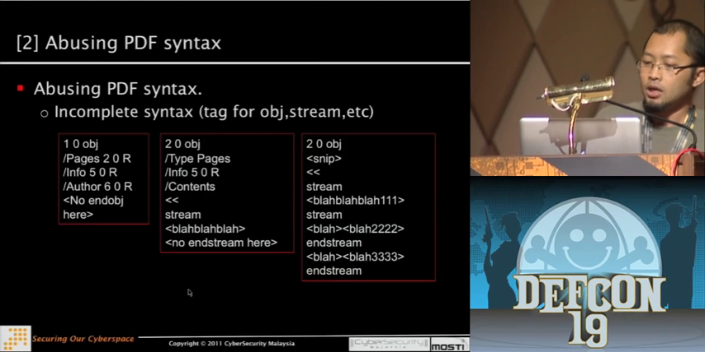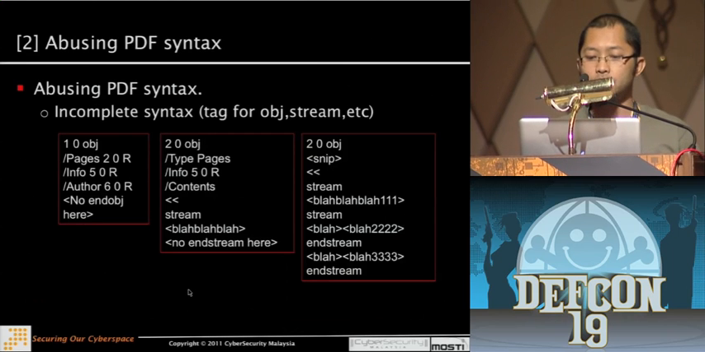Okay. Another thing, like I mentioned earlier, is that you can abuse incomplete syntax, for example, object streams. For example, this is object 1. We start with 1 0 obj, so you are pretty much expecting it to end with endobj. But if you don't have an endobj, that's no problem. Your PDF application will just load it fine. But if you build your own parser, you need to know where to stop.